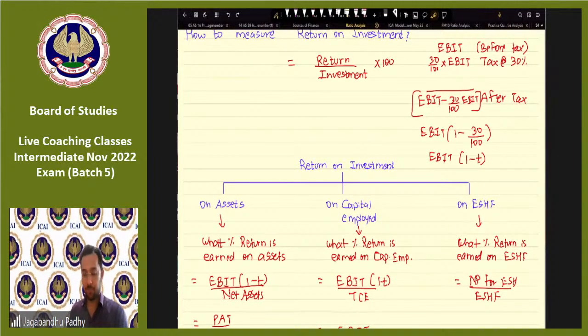Okay, fine. Are we good with these return ratios? They tell you the return, in percentage terms, that you're earning on assets, that you're earning on capital employed, and that the equity shareholders are earning.